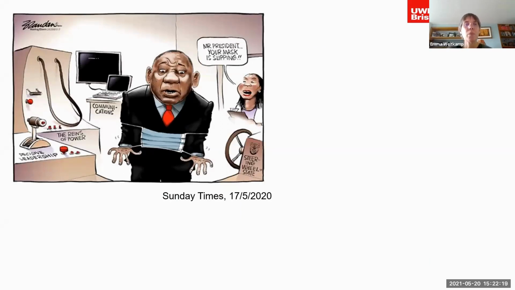So here we have an example of how COVID might appear as a secondary theme in a cartoon. The only real reference to COVID-19 in this cartoon is the face mask. COVID is in some respects used as a metaphor for other problems within the government. Here Cyril Ramaphosa is being criticised for communications, for his leadership, and so on. COVID-19 is just one of the things in that mess of different challenges that he faces.